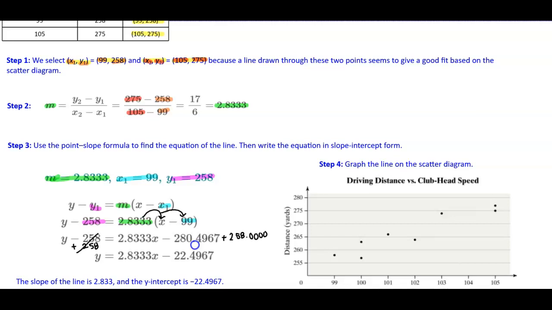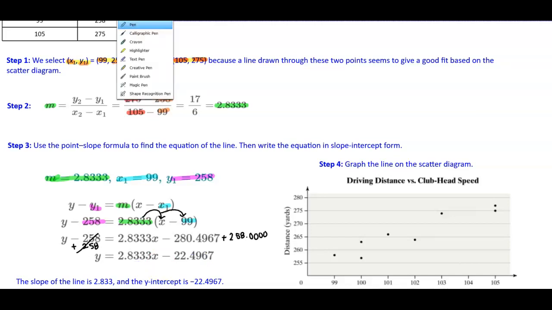So that means on this side we isolate y, and that's going to equal 2.8333x minus 280.4967 plus 258.0000, which gives us minus 22.4967. And so therefore, we now know what the slope is.